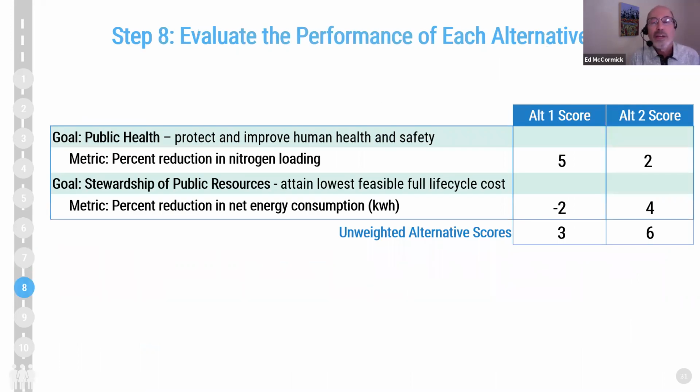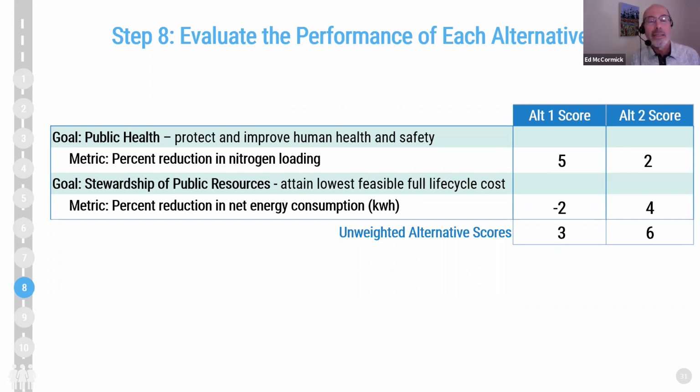So next is evaluating the performance of each alternative in step 8. Looking at 2 example goals, the public health and the stewardship of public resources in their respective metrics. You can see here in this example, for your project alternative 1 and your alternative 2, we've simplified this to just 2 alternatives, what your unweighted alternative scores are. For example, in alternative 1, where you're having traditional nitrogen removal, an alternative score of 5, where you're getting 90+% reduction in your nitrogen loading, whereas alternative 2, you're getting perhaps in this case closer to 50% removal, and so it only scores a 2 in the percent reduction of nitrogen loading. This perhaps being, say, an example of side stream nitrogen removal.